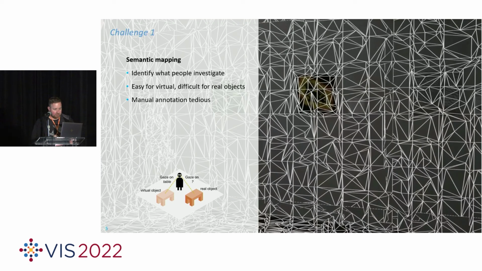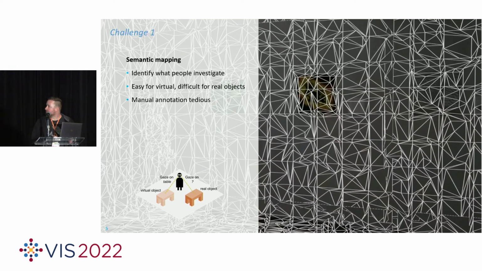We have to identify what people looked at. And for virtual content, as we have with augmented content, we know what we are rendering. So we can identify this and do some hit detection when people look at it. We know, okay, they looked at this virtual content. This is something we can derive automatically if we prepared our data that way in the beginning.